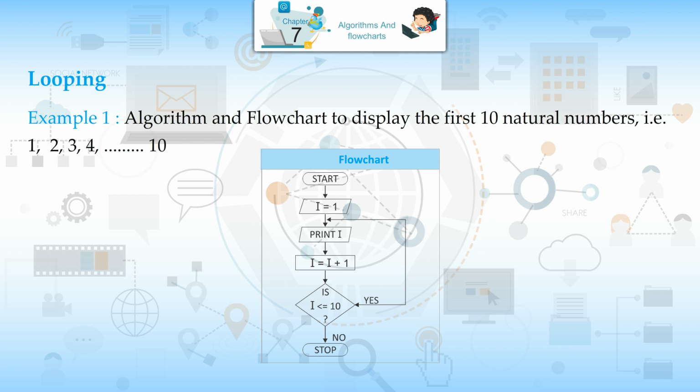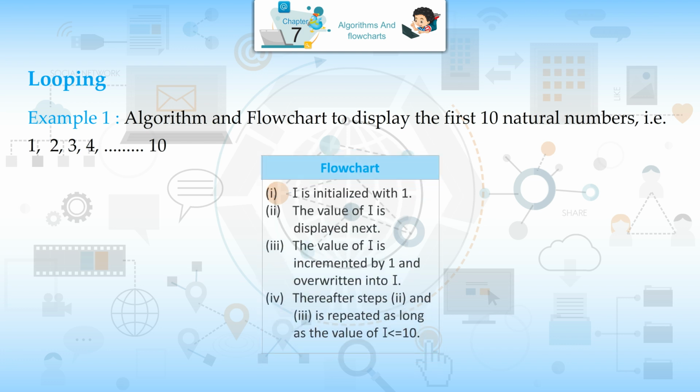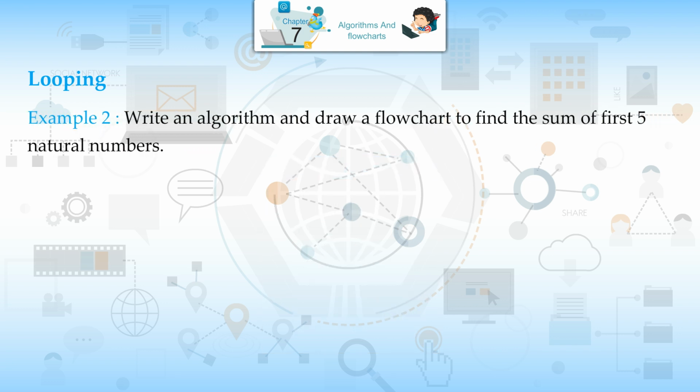Flowchart. Start. I is equal to 1. Print I. I is equal to I plus 1. Is I less than or equal to 10? Yes. Go back to printing I. No. Stop. Flowchart explanation. First, I is initialized with 1. Second, the value of I is displayed. Third, the value of I is incremented by 1 and overwritten into I. Fourth, thereafter steps two and three are repeated as long as the value of I is less than or equal to 10.